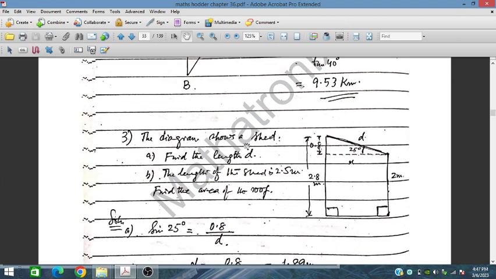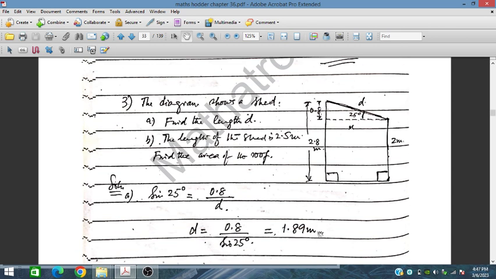The diagram shows a shed. This is the shed. Find the length D. So we have to find this length D. The length of the shed is 2.5 meters. Find the area of the roof. So in the diagram, sine 25 degrees is this 0.8 upon D. So this is opposite and this is hypotenuse. So D is equal to 1.89 meters.